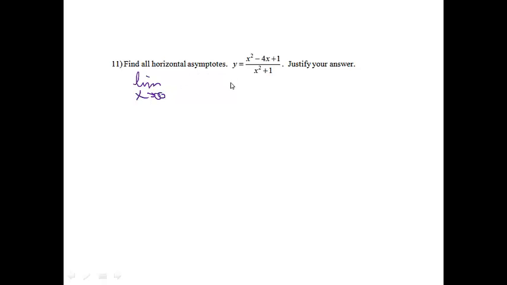So if I'm going to find the limit as x approaches infinity, I'm going to be comparing the degrees in the numerator and denominator. Since my degrees in the numerator and denominator are the same, I'm going to take the ratio of the leading coefficients, which would be 1. So my limit as x approaches infinity is 1, which means my horizontal asymptote is y equals 1. And it did say to justify your answer, y equals 1 is a horizontal asymptote, and that simply is because the limit as x approaches infinity equals 1.